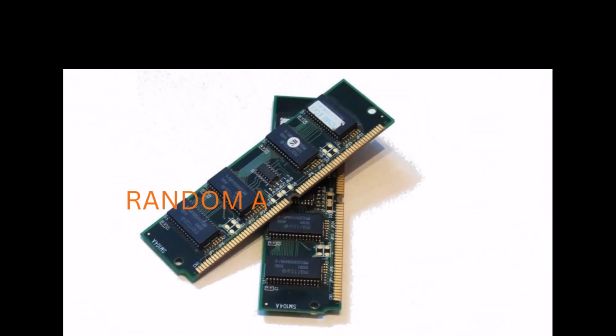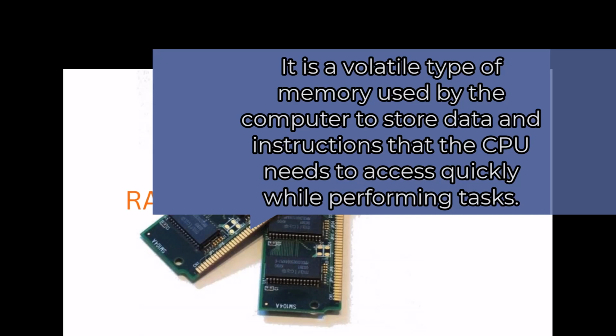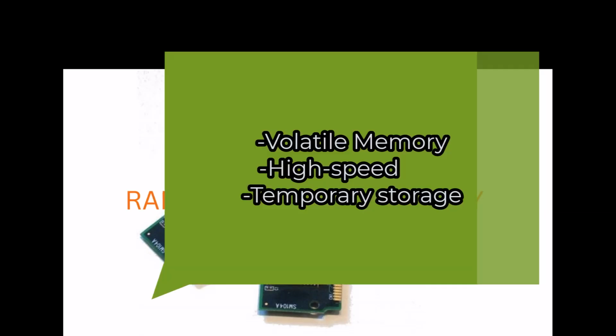The next one is the random access memory, which is the RAM. The RAM is a volatile type of memory used by the computer to store data and instructions that the CPU needs to access quickly while performing tasks. When we say RAM is volatile, it means data is lost when the computer is turned off.